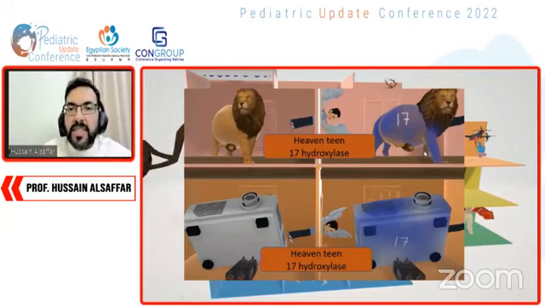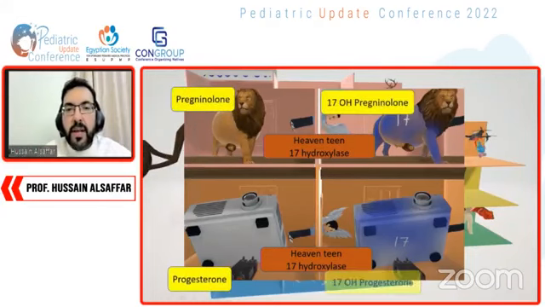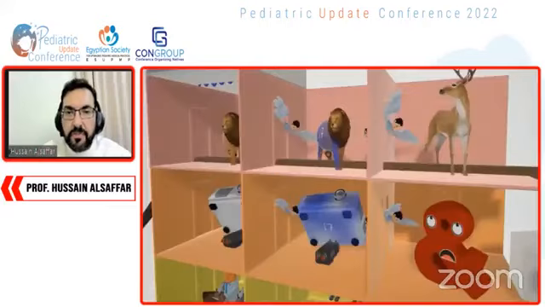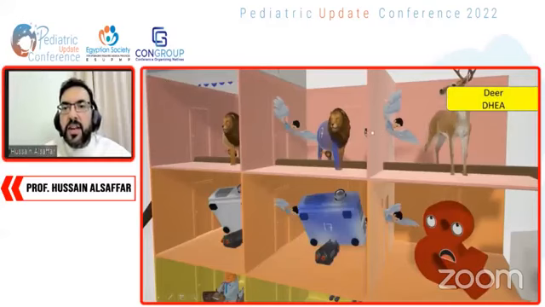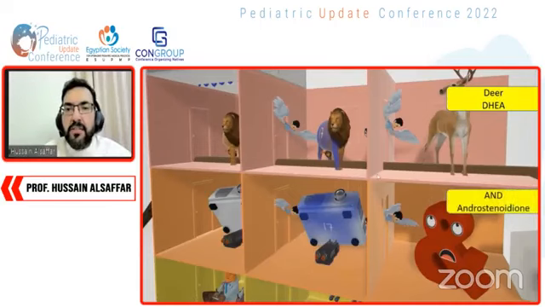So pregnenolone, that's 17 hydroxypregnenolone, and this is progesterone, then will move to 17 hydroxyprogesterone. So if we carry on the right side, going this way, so another heaven teen, another 17 hydroxylase, you could have the dahlia, so the deer here, we'll put a picture of the deer, the dehydroepiandrosterone. And if you want 17 hydroxyprogesterone to move to this side through the 17 hydroxylase, then you get the androstenedione, and we put like andro, so that's for androstenedione.